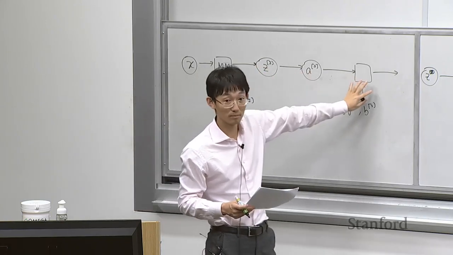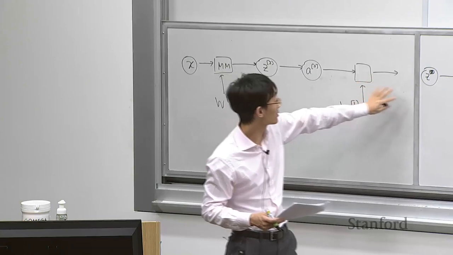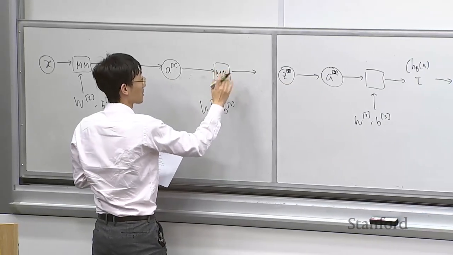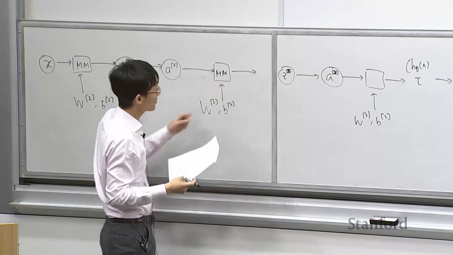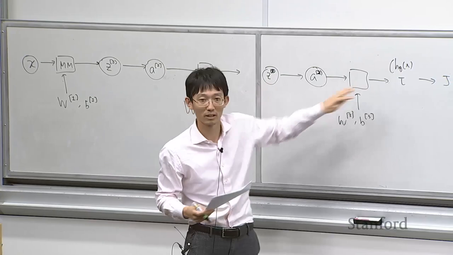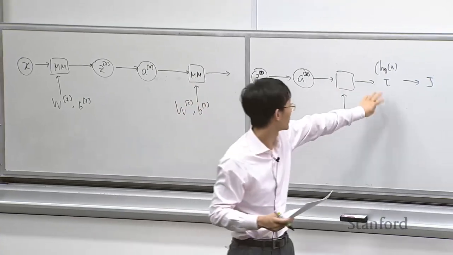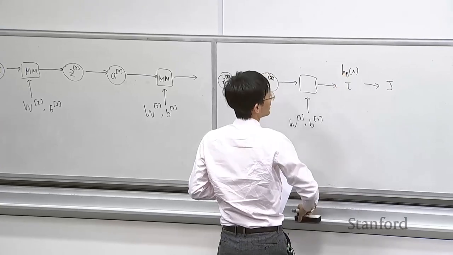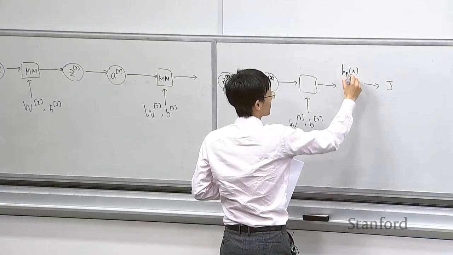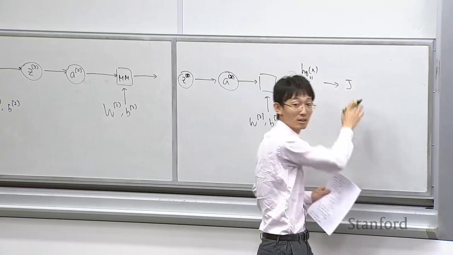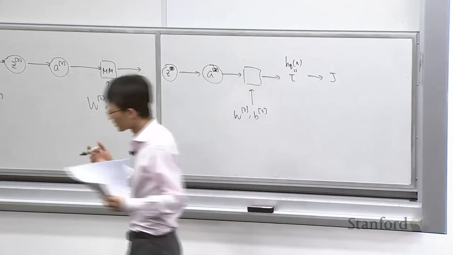Then you take another matrix vector multiplication, and you get an activation, and then you do this, right? This is how you define the model. The output of the model, I think last time we used tau, is the output of the model, and then you have something that defines the loss. This is the so-called forward path.